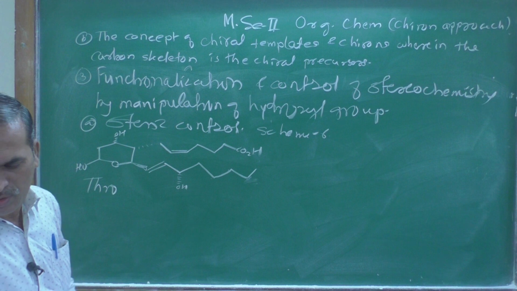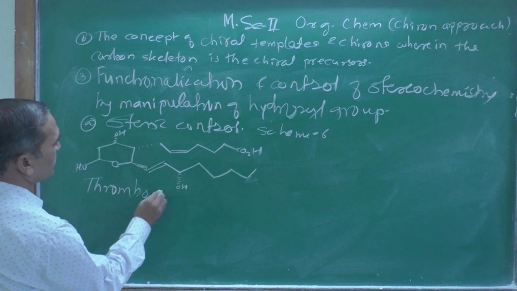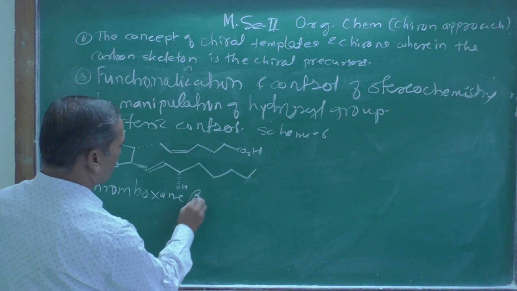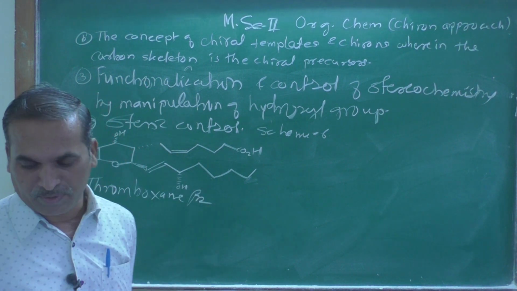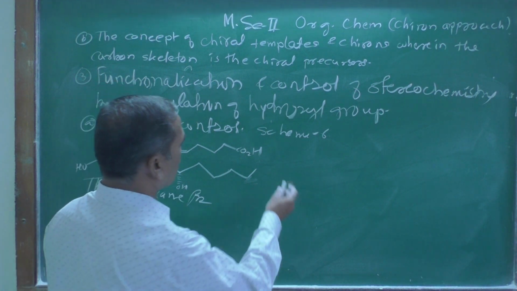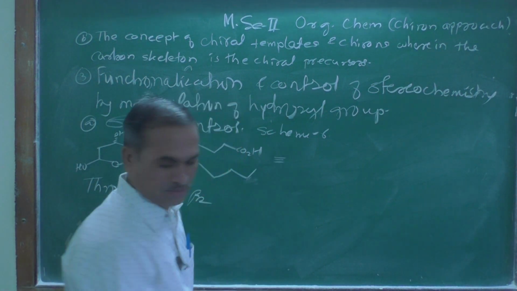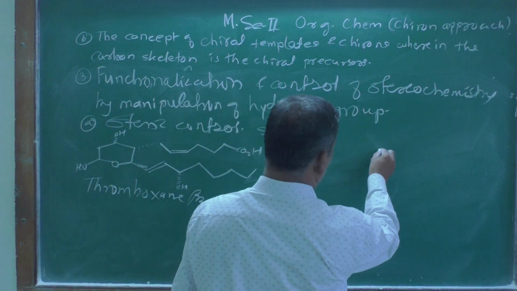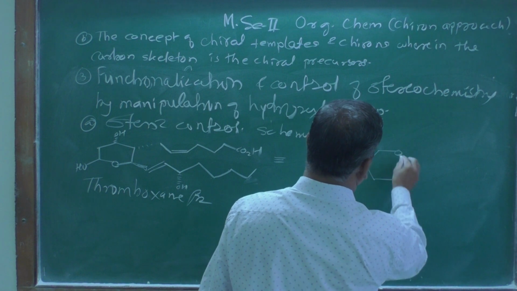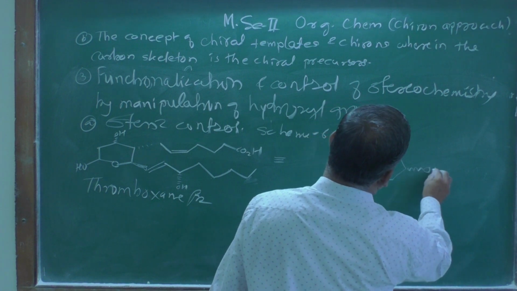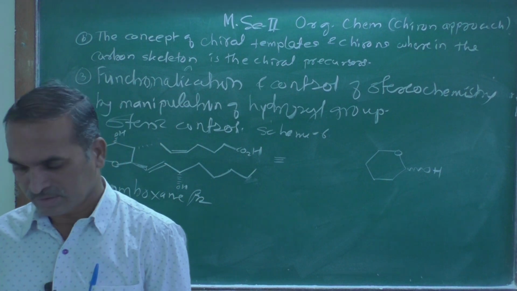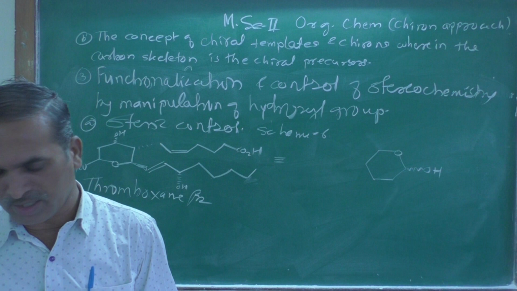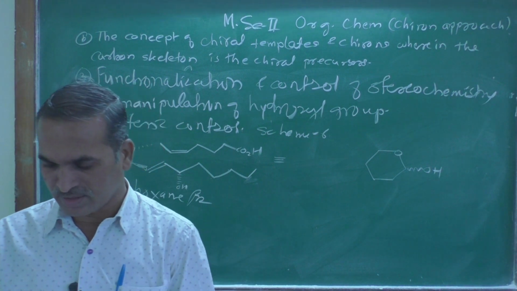The name of this compound is thromboxane B2. Thromboxane B2 is the name of this target molecule, and we can write it this way also. We can write this manner here, OH, and the center is not assigned whether it is above or below the plane, and that's why the line is shown like this, zigzag.